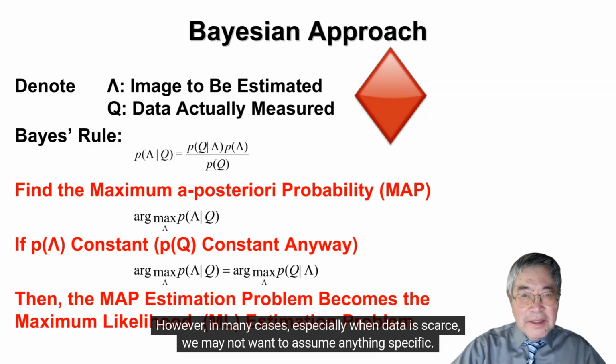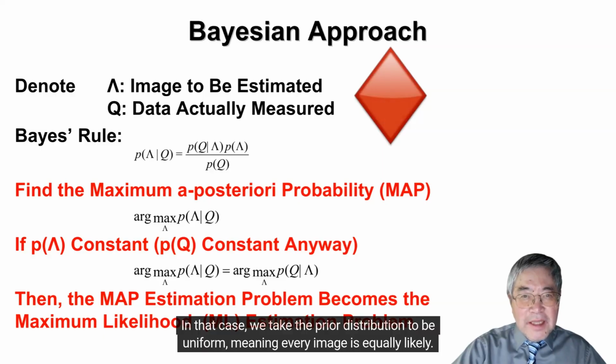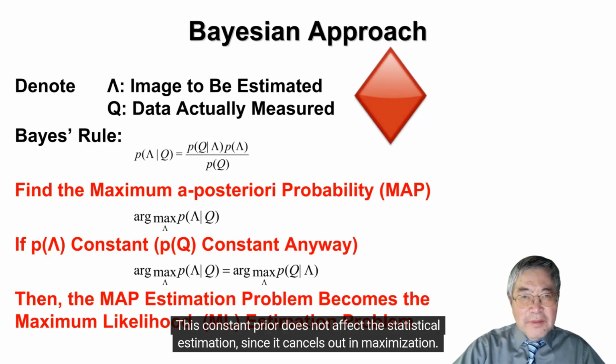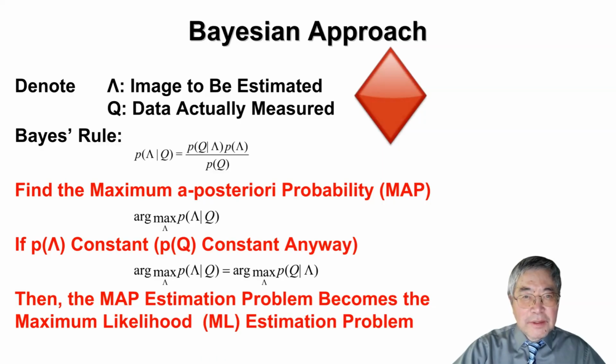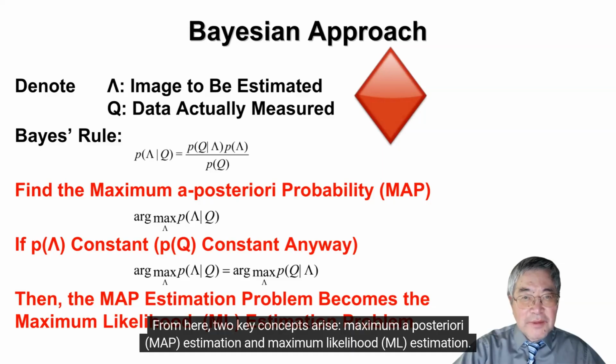However, in many cases, especially when data is scarce, we may not want to assume anything specific. In that case, we take the prior distribution to be uniform, meaning every image is equally likely. This constant prior does not affect the statistical estimation since it cancels out in maximization. From here, two key concepts arise: maximum a posteriori (MAP) estimation and maximum likelihood (ML) estimation.